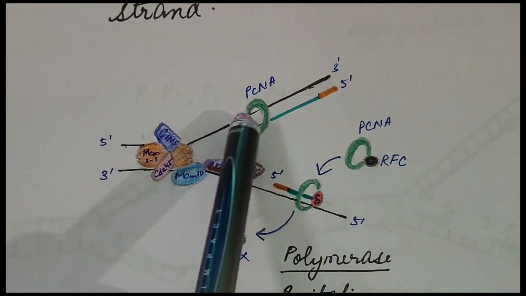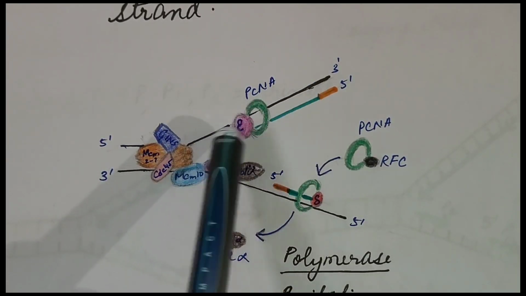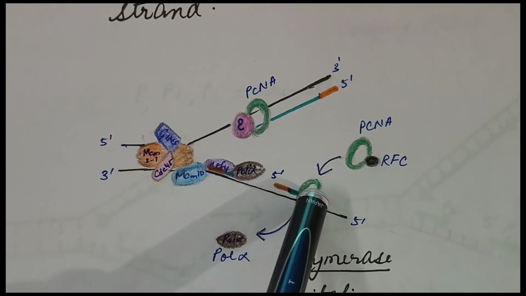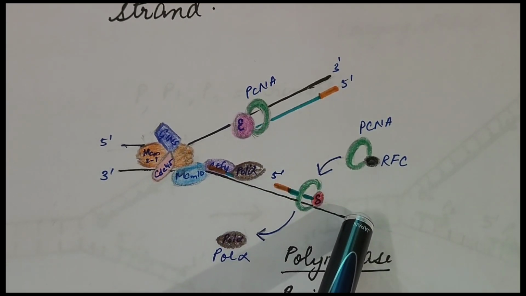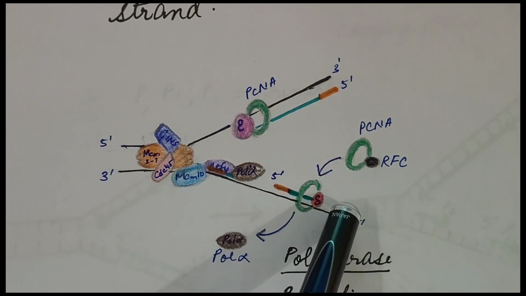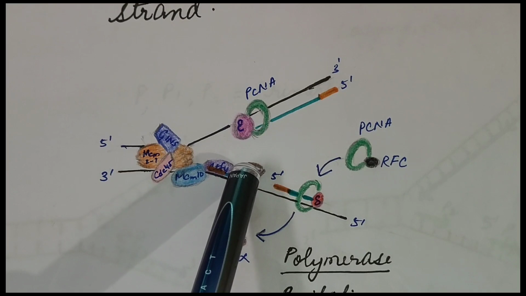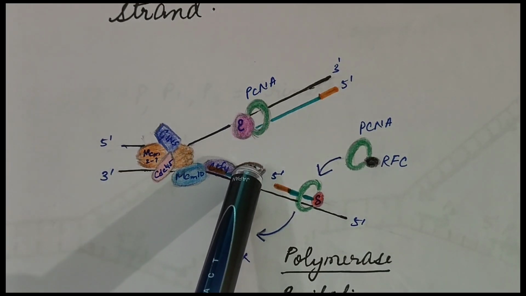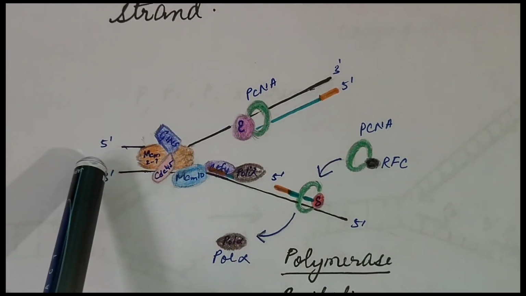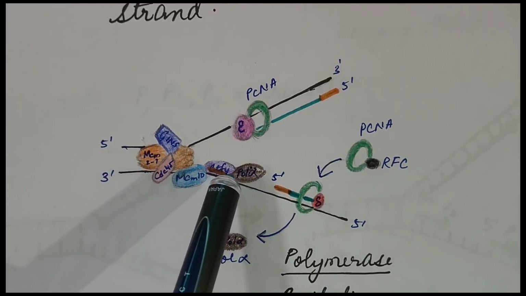So, this DNA polymerase epsilon synthesizes the leading strand, DNA polymerase delta synthesizes the lagging strand. This lagging strand is synthesized in the form of small fragments. So, DNA polymerase delta synthesizes a stretch of the DNA, then it gets dissociated. Then it is again loaded to the next primer and the process is repeated again and again till the completion of the synthesis of the lagging strand.